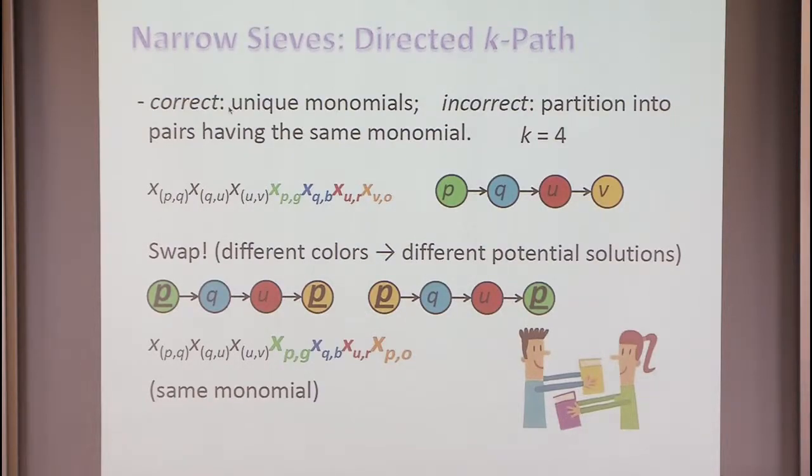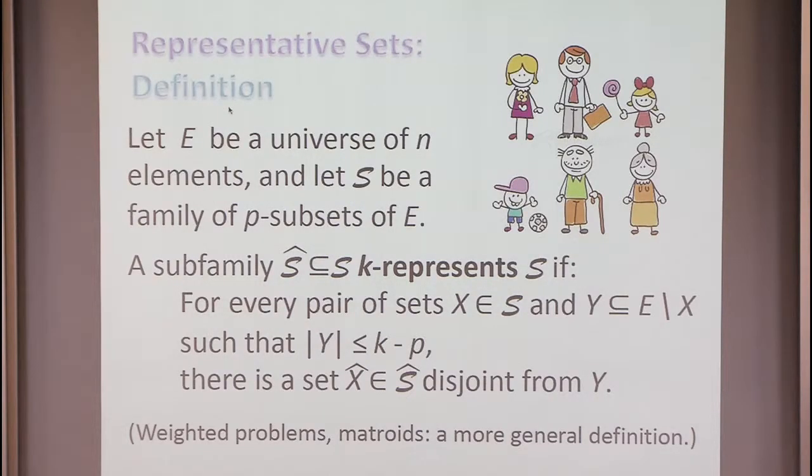Okay, so now let's move to representative sets. This is the definition of a representative set. We have a universe E of n elements, and let S be a family of subsets of size p of E. Now we say that a subfamily S hat of S k-represents S if the following condition is satisfied: for every pair of disjoint sets X in S and Y whose size is at most k minus p, there is a set in S hat that is also disjoint from Y.